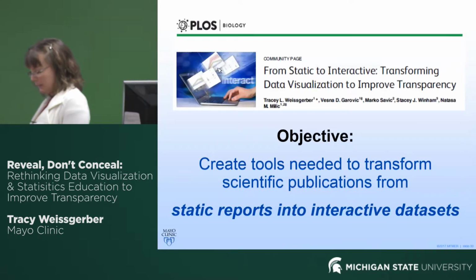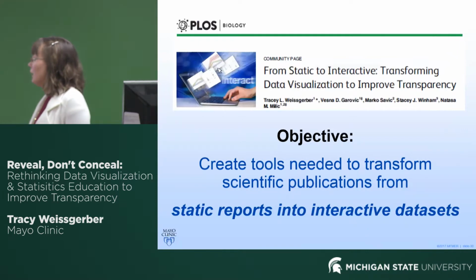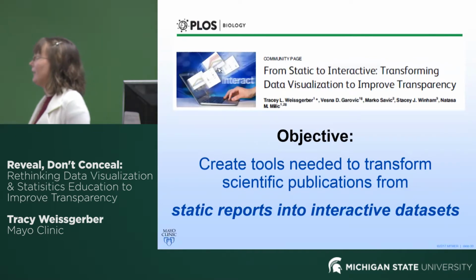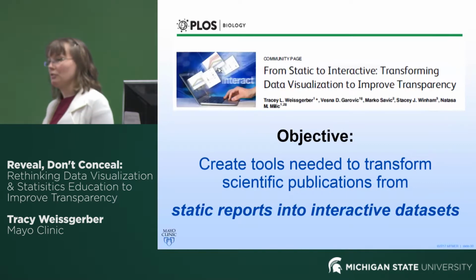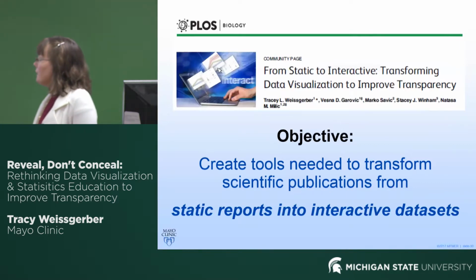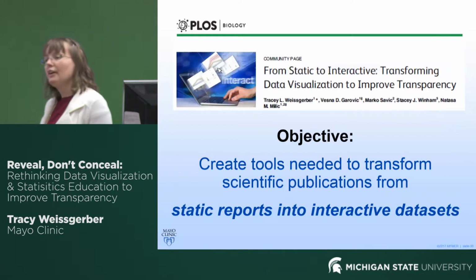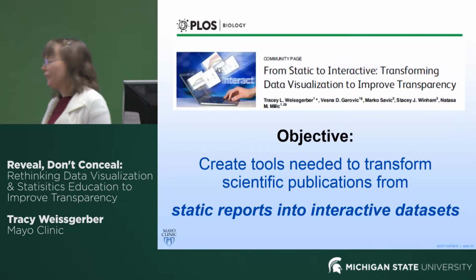So while our initial paper has been very effective in encouraging some journals to change policies, we've now moved to a different strategy for encouraging investigators to provide more information about their data and their data distribution. So we published a third paper in PLOS Biology called From Static to Interactive, Transforming Data Visualization to Improve Transparency. And the objective for this line of research is to really create the tools that investigators need to transform their scientific publications from static reports into interactive data sets narrated by the authors.